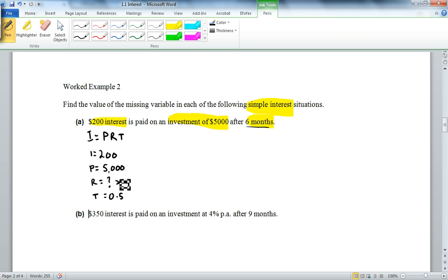Now I fill what I know into this formula. So I've got $200 equals 5,000 because the principal is 5,000. Now I don't know the rate, so I'm just going to leave that as an X times 0.5. Now I could do this by, first of all, simplifying this side. I could just do 5,000 times 0.5, which would be 2,500 X and 200. Then I'd have to get rid of that 2,500 by dividing by 2,500.